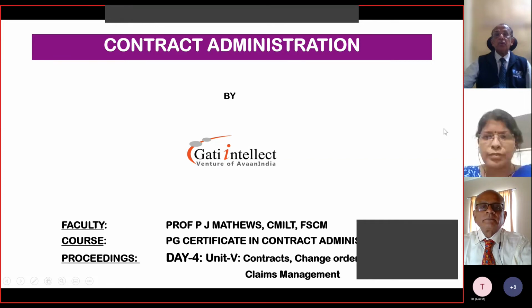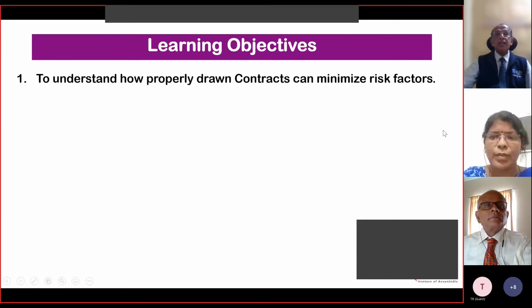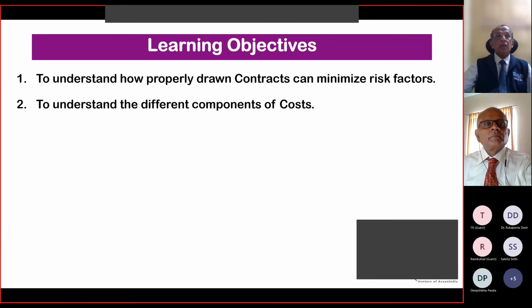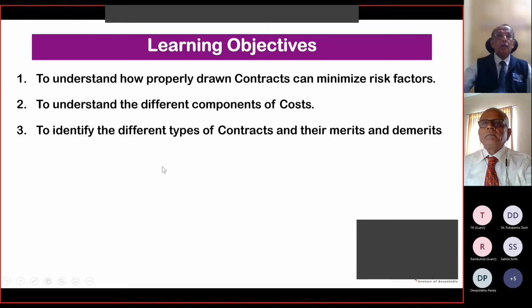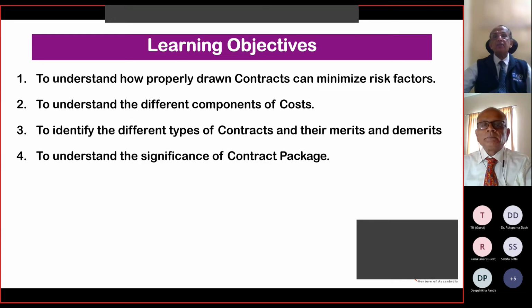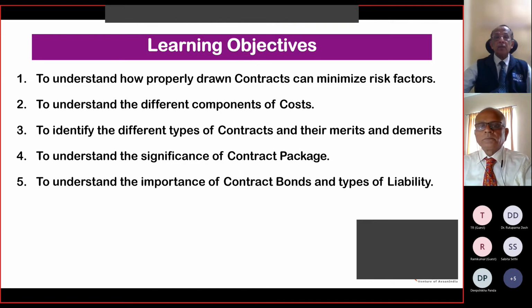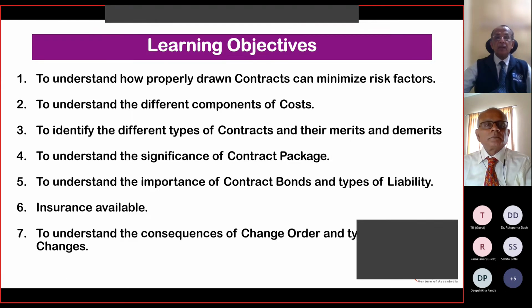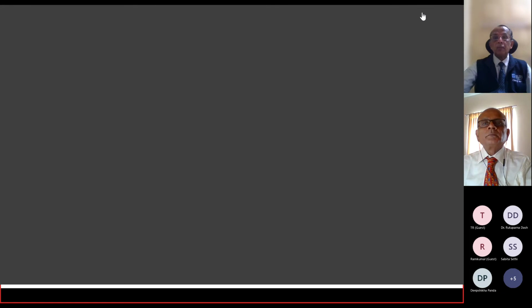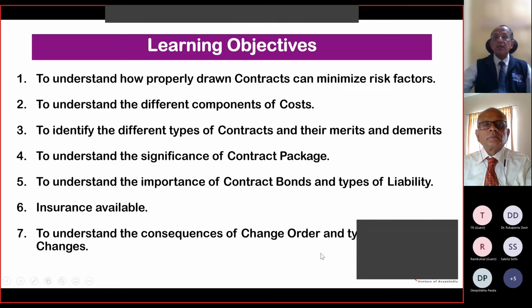Okay, let's see what we are going to see today. To understand how properly drawn contracts can minimize risk errors. To understand the different components of costs. To identify the different types of contracts and their merits and demerits. To understand the significance of contract package. To understand the importance of contract bonds and types of liability, then insurance available. To understand the consequence of change order and the types of changes.